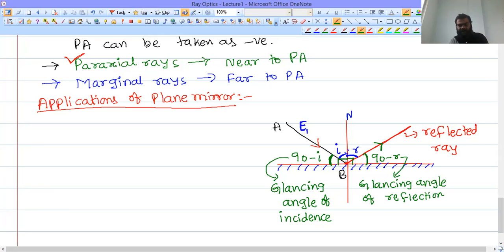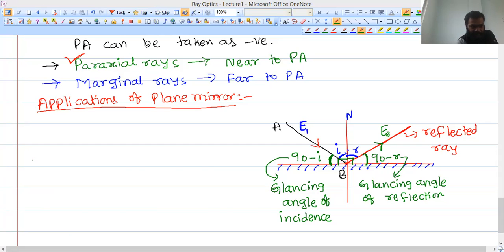Okay now, fine. So however much light energy is incident on the plane mirror, with the same energy we will have the reflected ray, if the plane mirror does not absorb energy. If it absorbs, then some of the energy will be absorbed by the plane mirror. So E2 will be less than E1.